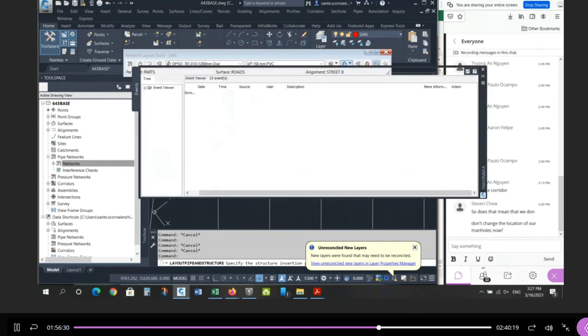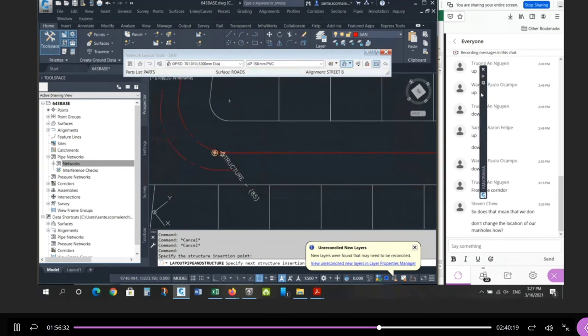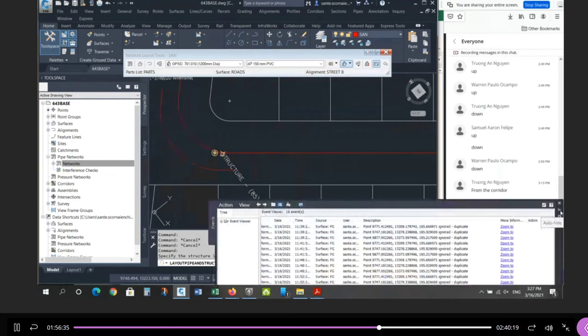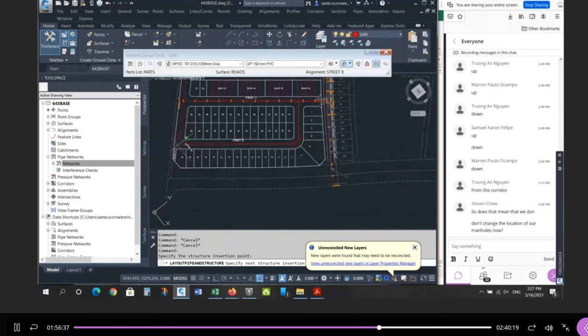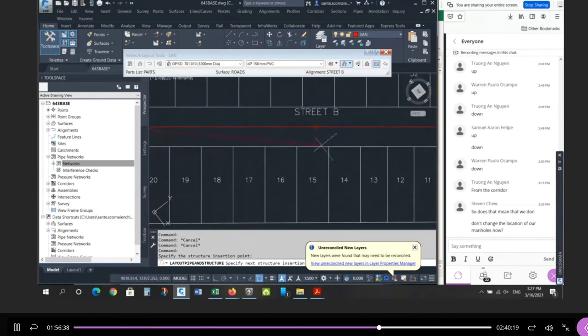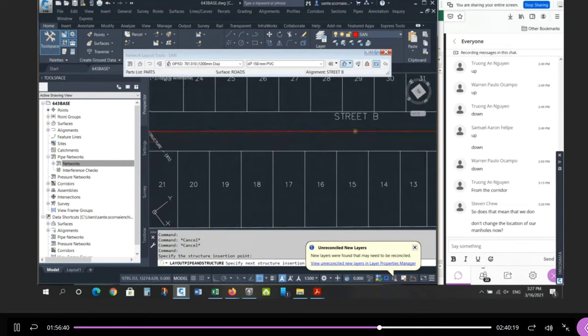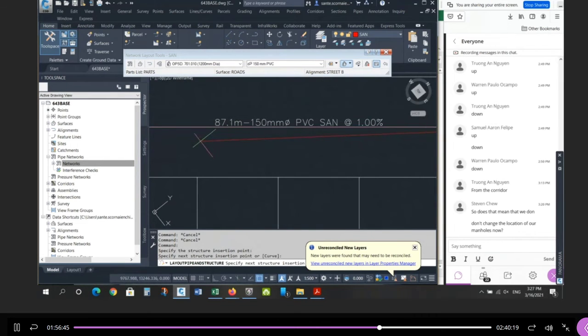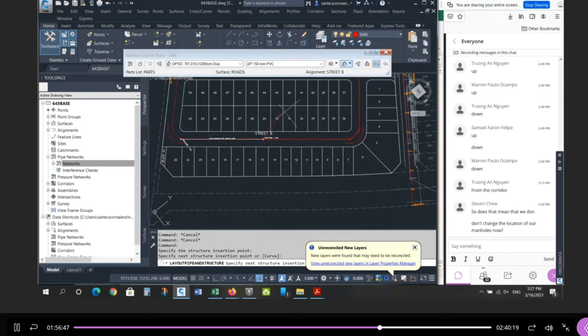So I'm going to start here, click. And don't worry about the panorama. Don't worry about any of those warnings, just keep going. So there's the first structure. The next structure is here. And let's look at the label. It should give me a 150. Yep, there it is, 150. And see how you get the length for free? 87.1.